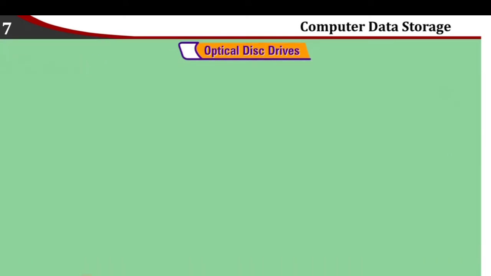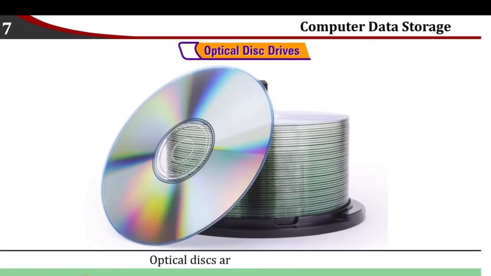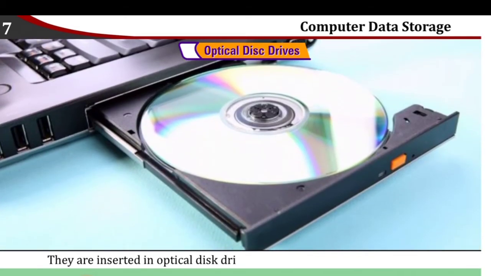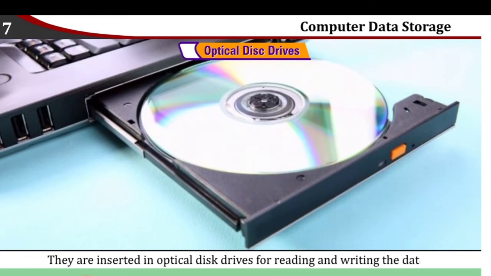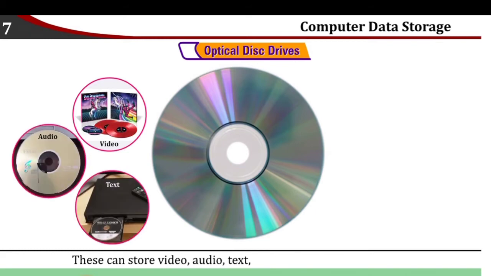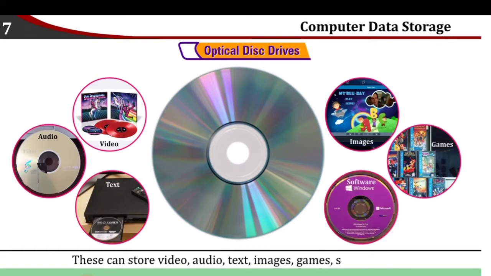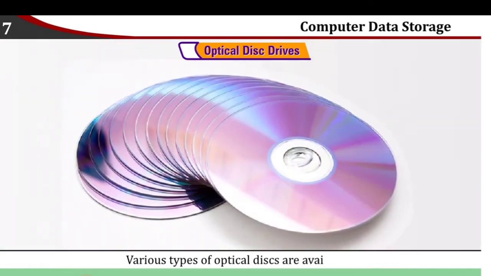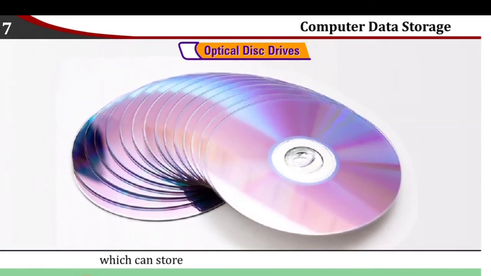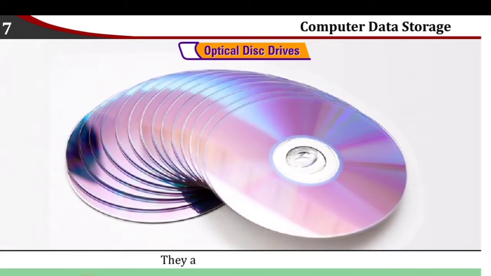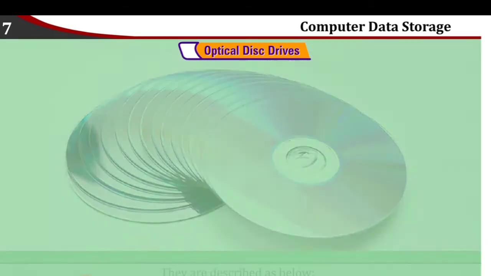Optical disk drives. Optical disks are circular and flat. They are inserted in optical disk drives for reading and writing the data. Data is written on their shiny surface. These can store video, audio, text, images, games, software, etc. Various types of optical disks are available which can store data ranging from 700 MB to 25 GB. They are described as below.